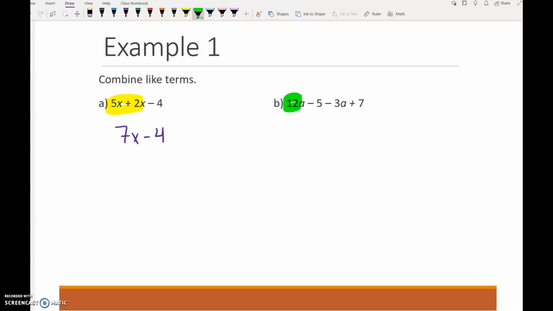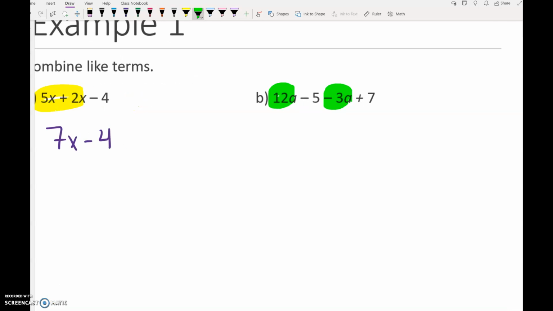In example B, you've got 12a and -3a. Whatever symbol is in front of the term, attach that symbol to the term. This would then be 9a, -5, and +7 gives us 2.